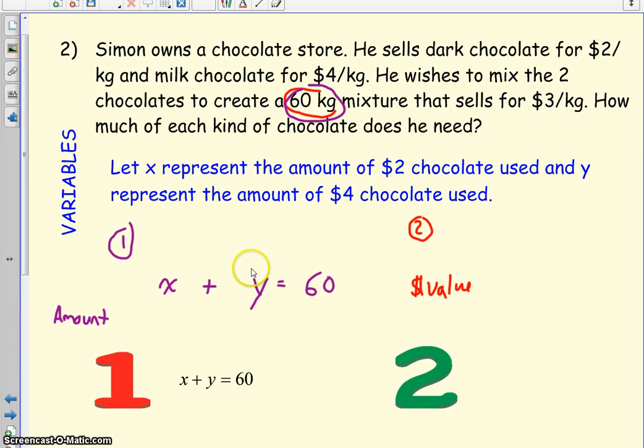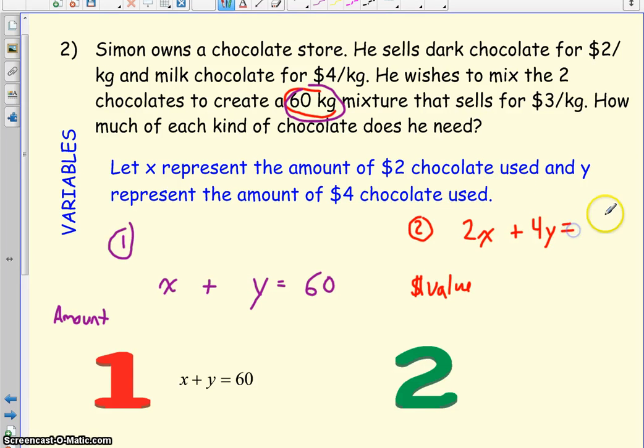The second one's a little bit trickier to set up because now we're going to incorporate the value of the chocolate that's inside the mixture. Every kilogram of dark chocolate I put into the mixture has a value of $2. So the value of the mixture is going to be $2 for every kilogram of dark chocolate, and I'm going to add to that $4 for every kilogram of milk chocolate. Put together, this is going to be the total value of the chocolate inside the final mixture.